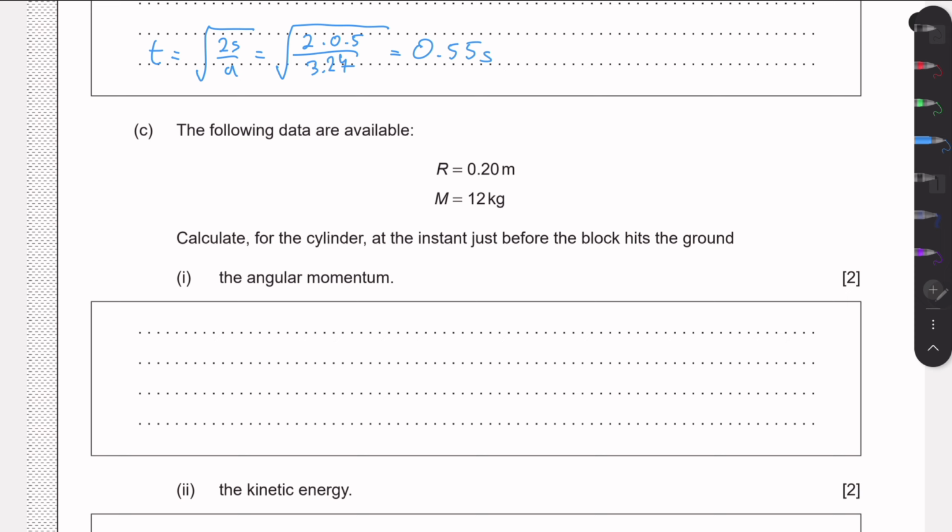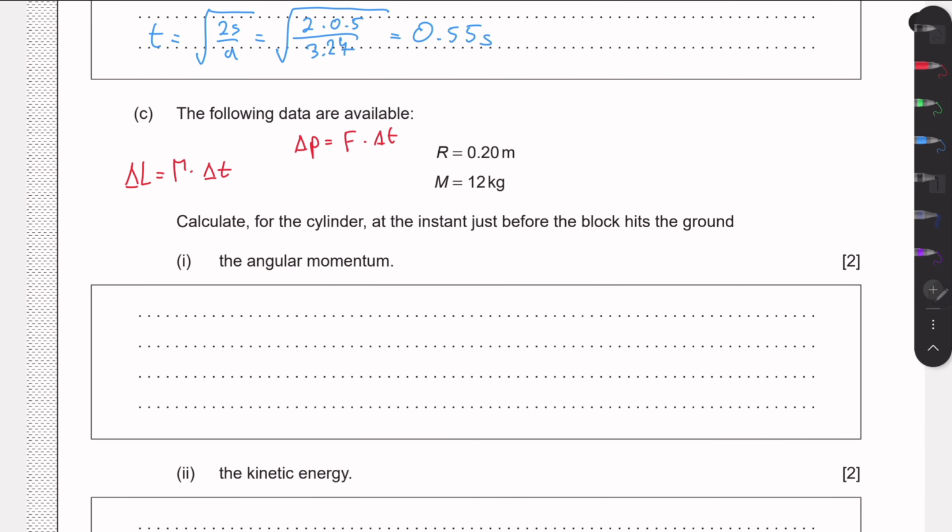Then we're told the radius of the cylinder and the mass of the cylinder, and we need to calculate just before it hits the ground the angular momentum. Well, if we look in our data booklet, first at the start we had 0 angular momentum as we started from rest. So if we calculate the change in angular momentum, that's going to be the angular momentum itself just before it hits the ground, as it started from 0, so that must be the change. And we know that the change in angular momentum is the torque times the change in time. This is very similar to the formula from mechanics that the change in momentum is force times time.